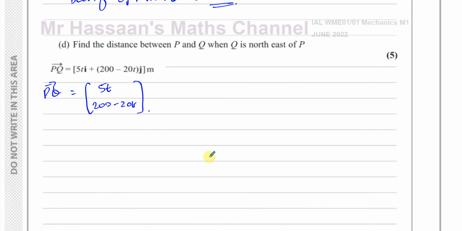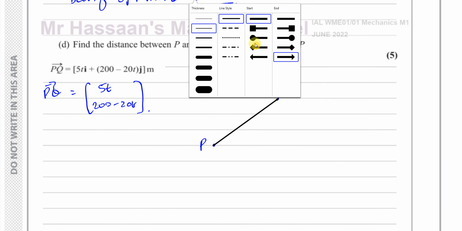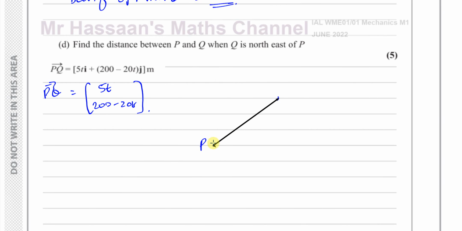So let's say P is here at a particular time. There's a point where P is at this point here. Now, when Q is northeast of P, it's going to be somewhere up here, in such a way that if it's exactly northeast, and we draw the north line here, then it's on a bearing of 45 degrees.